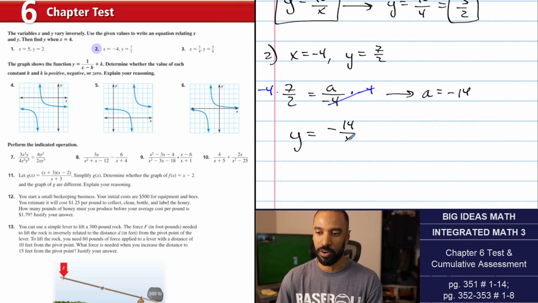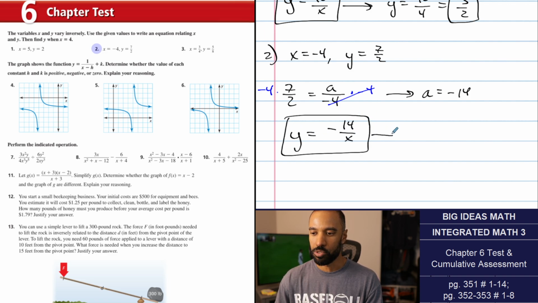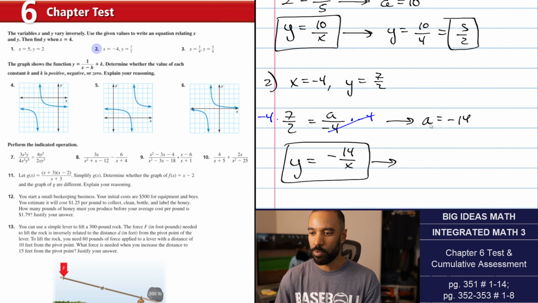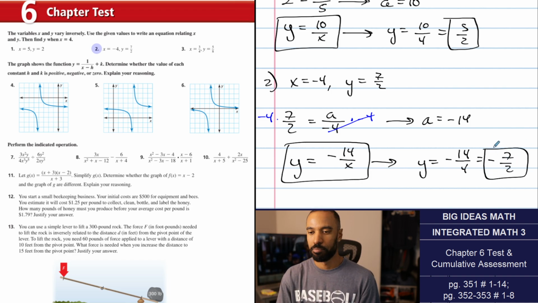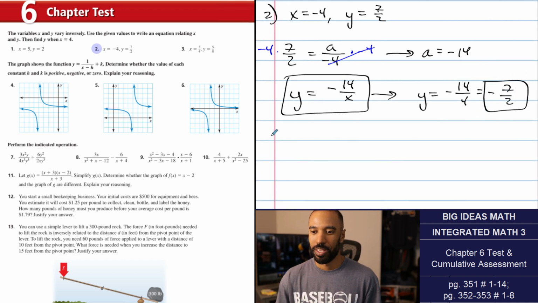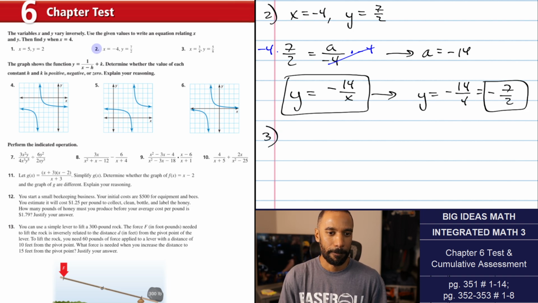This is our inverse variation this time. We use that by substituting now negative 4, what are we substituting? 4. Substitute 4 in for x. And we get negative 14 over 4 is negative 7 over 2, which is negative 3.5. But we write what we write, right? All right, number 3, two fractions.